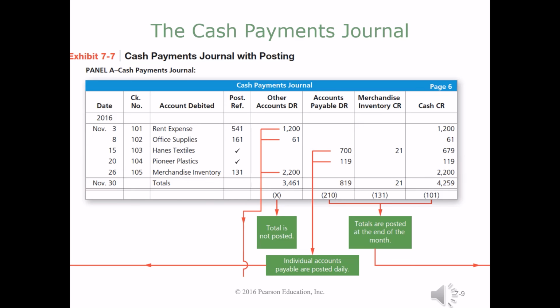If it's not accounts payable payments, everything else is going to go into the next column on the left, other account debits. When we post things to our subsidiary ledgers, we're going to post our accounts payable amounts to the accounts payable subsidiary ledger. And then at the end of the month, we're going to total all of our columns and make those postings to our general ledger.